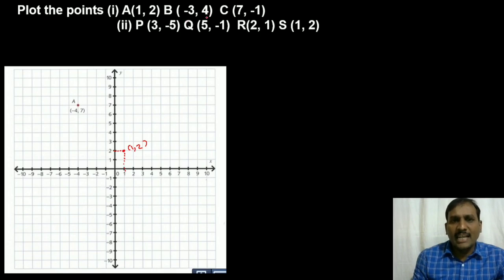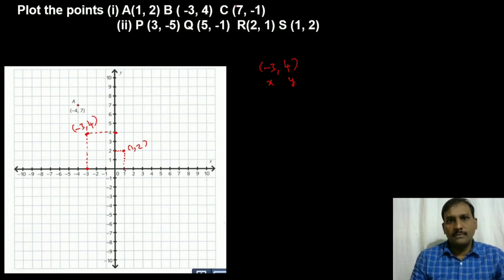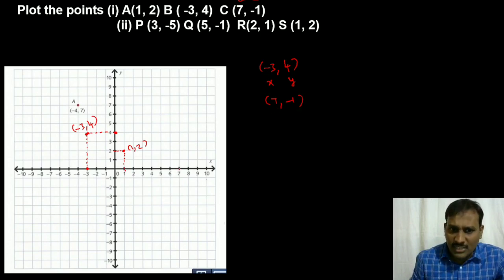Next, minus 3 comma 4. Where does minus 3 lie on the x-axis? When you take minus 3 comma 4, minus 3 is x, 4 is y. So this is minus 3 on x, and this is 4 on y. So this will be minus 3 comma 4. Next take 7 comma minus 1. So x is 7, y is minus 1. x is 7 means positive x-axis, and minus 1 is below the x-axis, that is this one.